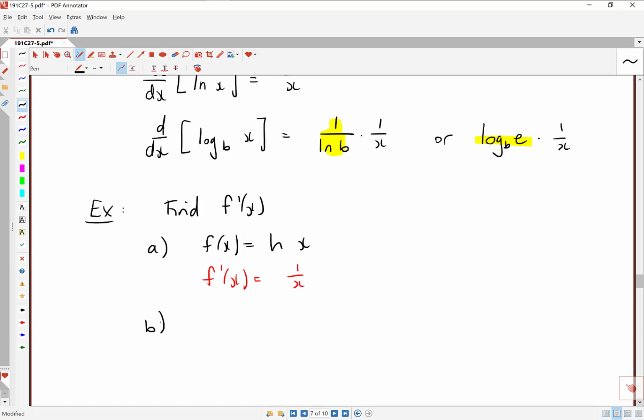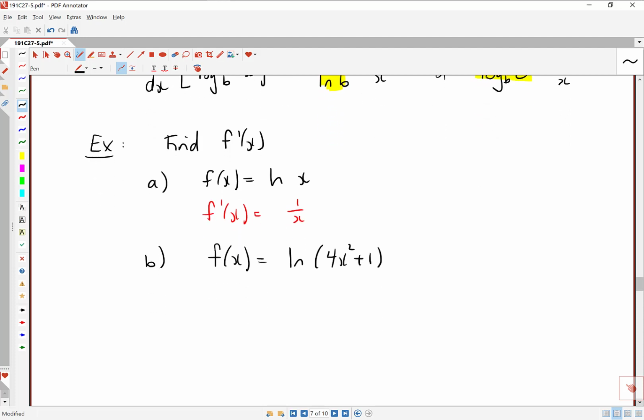Part B, let's modify that a little bit. Let's make f of x equal to ln of 4x squared plus 1. Now we have a chain rule going on. So we know it's a chain rule because we have something more complicated than just an x in our inside function here. So let's think about our chain rule.